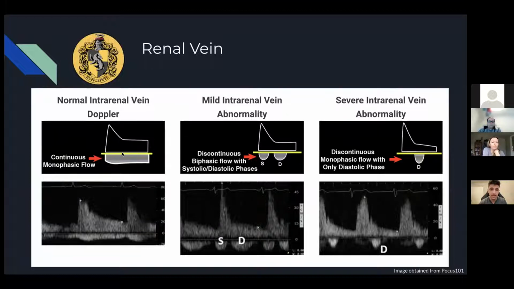So for the renal vein Doppler, what we're worried about is the bottom part. The top part is typically a renal artery that we're catching as well. Similar to the portal, we should expect nice continuous monophasic flow. With a mild abnormality, you're going to see a discontinuous flow. And then when it's really severe, you're going to lose that S wave component altogether.